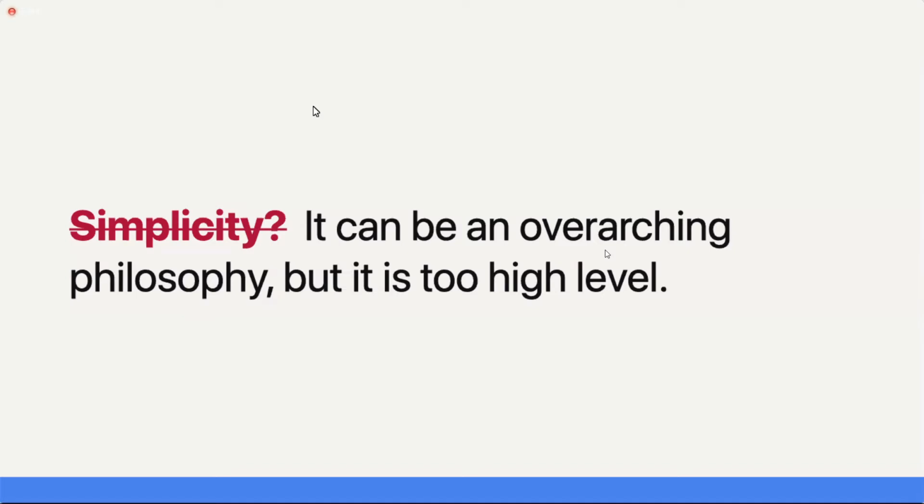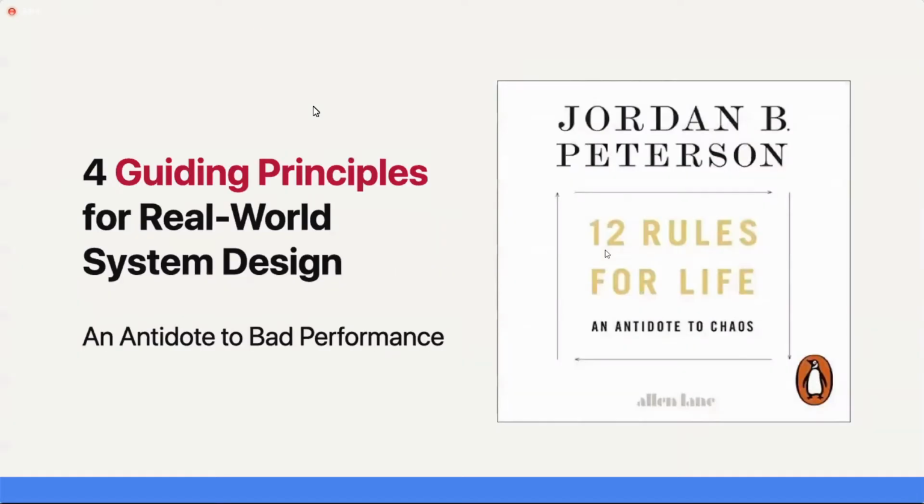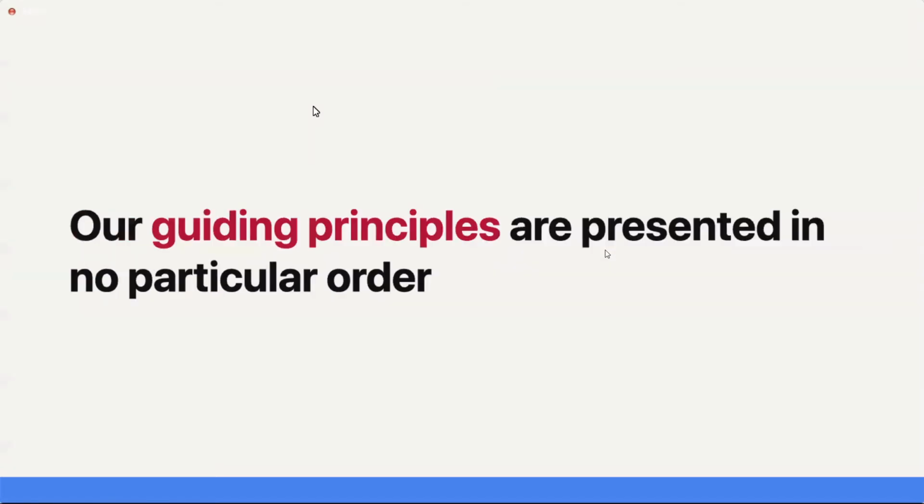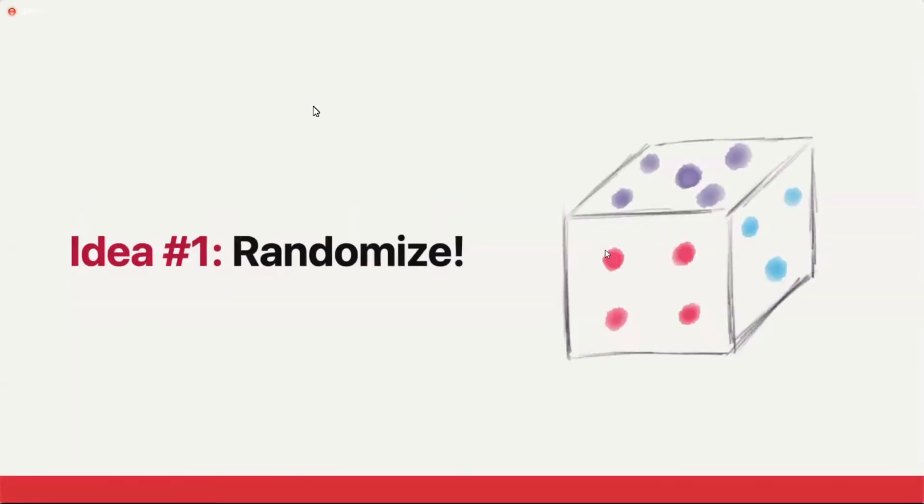So what are these four guiding principles for real-world design? Now, based on my personal opinion, I believe that we should present these guiding principles in no particular order. In other words, nothing is more important than the others. And the reason for that is because the very first guiding principle, idea number one, is to randomize.